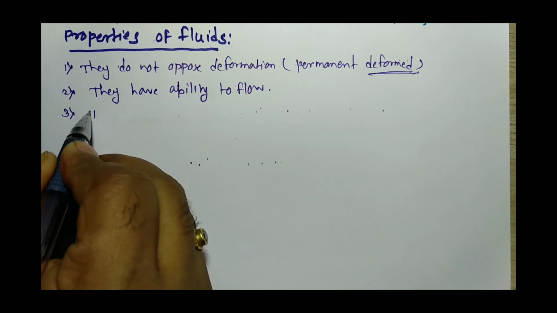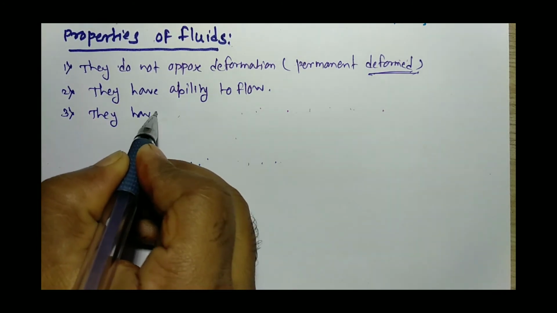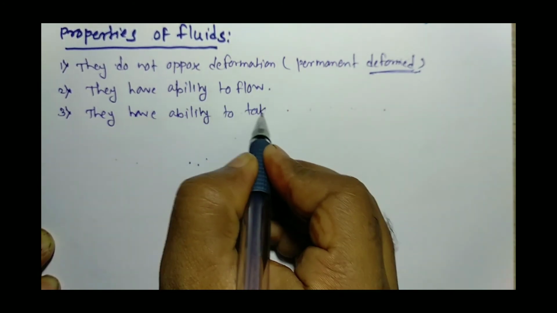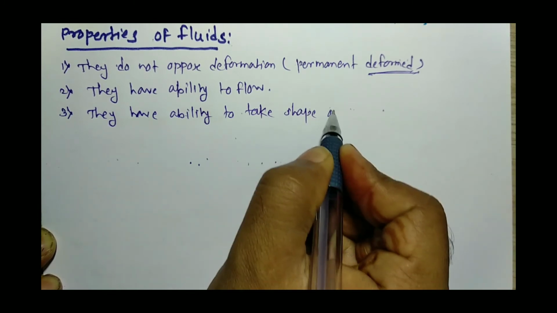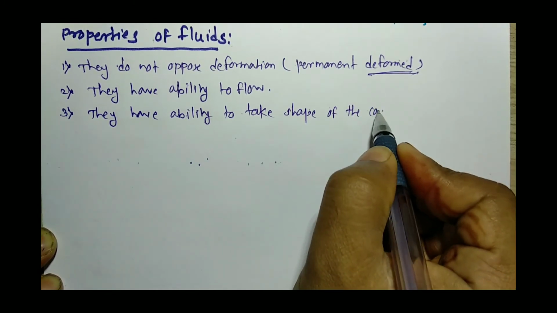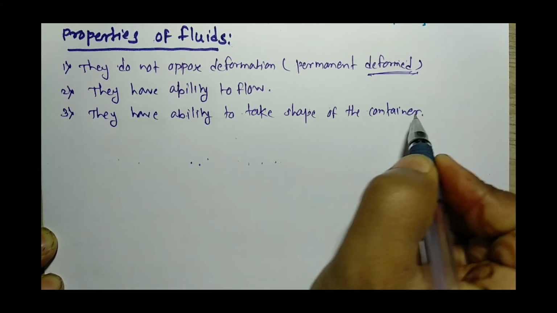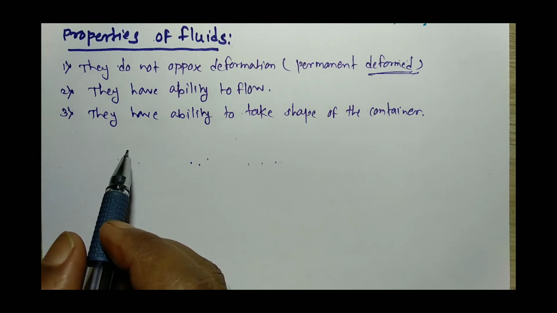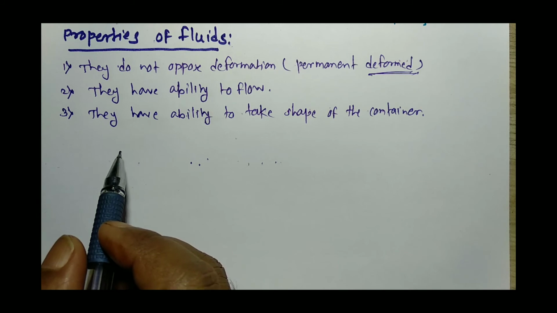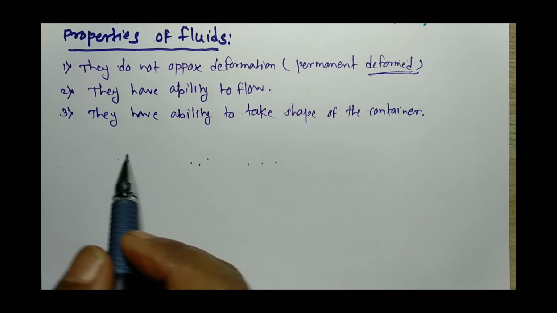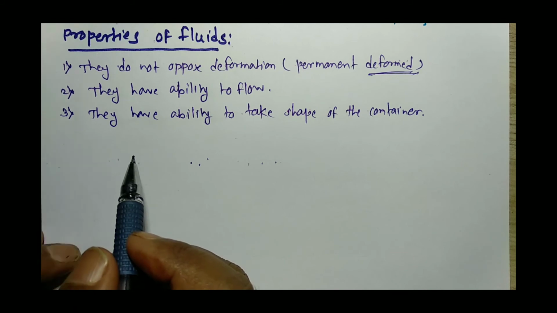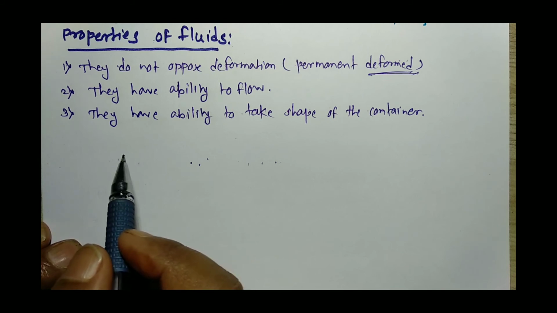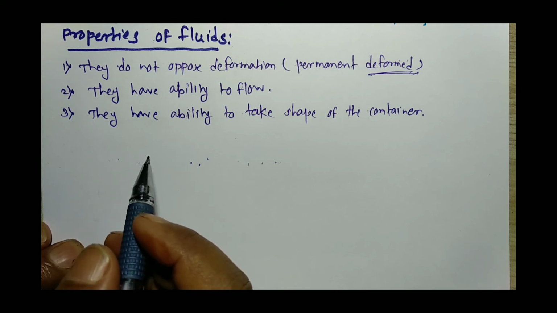And the third one, they have the ability to take the shape of the container. That means when we pour water, which is a fluid, inside different shapes of jars, the water takes the shape of that container. This is the proper ability of fluid, and those are the properties of fluid under consideration.